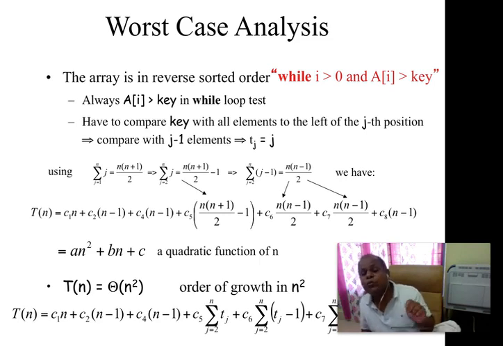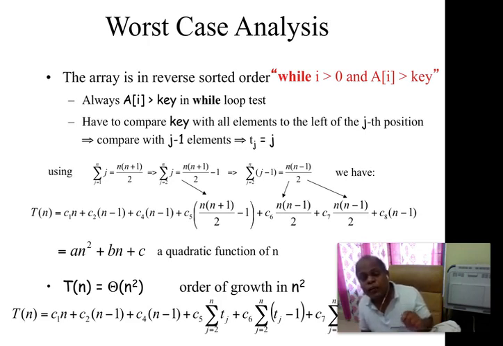That is n into n plus 1 by 2. That means the summation will be n into n plus 1 by 2. Similarly, the summation of j minus 1, j from 2 to n, will be n into n minus 1 by 2. This is simple mathematics you already know. Hence, in that case, Tn is equal to C1 n plus C2 (n minus 1) plus C4 (n minus 1) plus C5 times the summation of Tj.